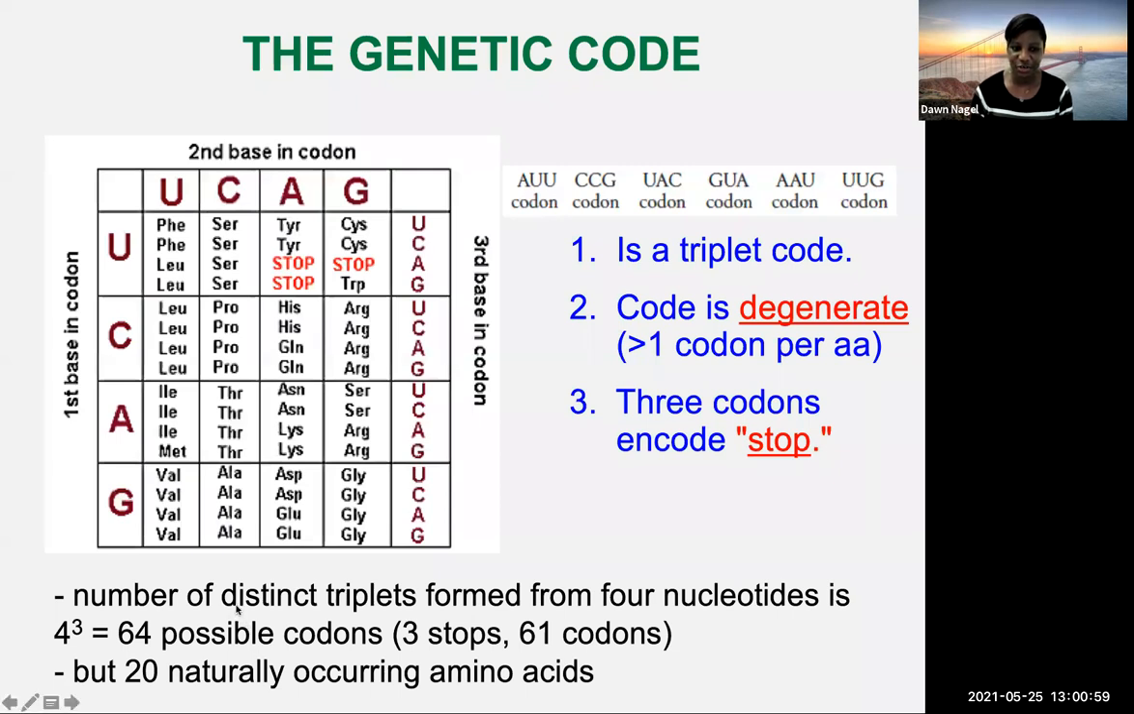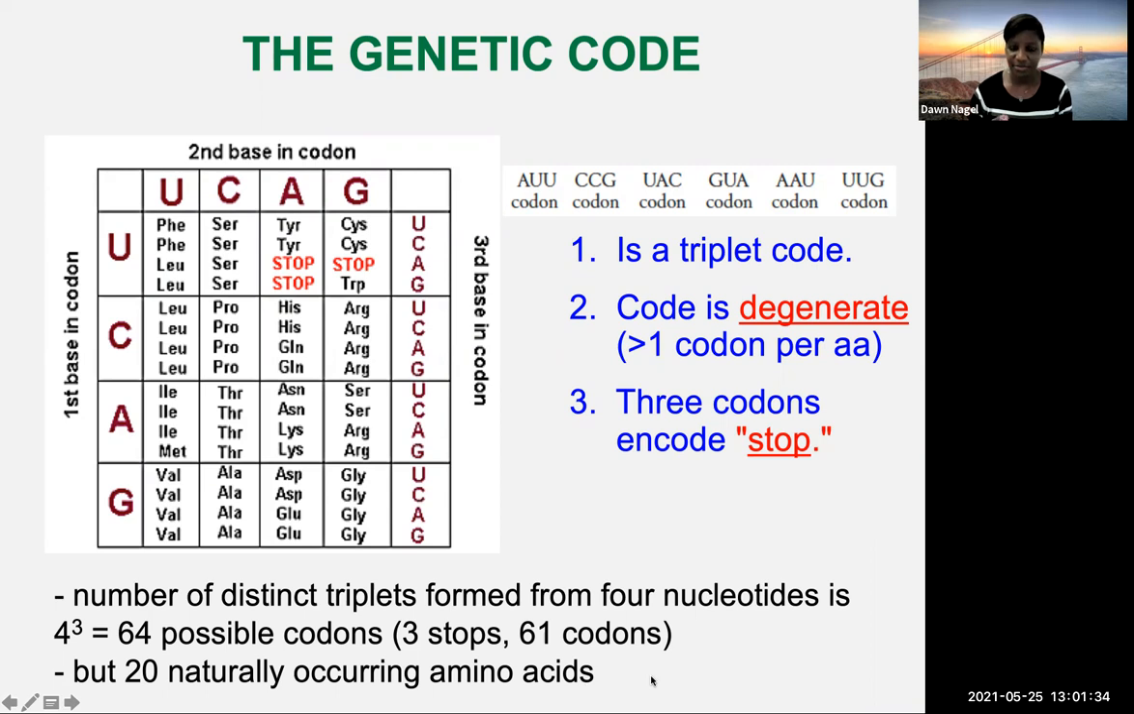So the triple code is 3 different bases, and you have 4 different bases to choose from. You have 64 possible codons. But from these 64 possible codons, 3 of them are stop codons. So it's really 61 that are coding for these 20 naturally occurring amino acids, right? For that particular protein. And this is the basis of the genetic code.